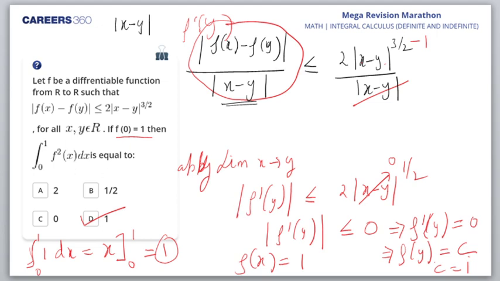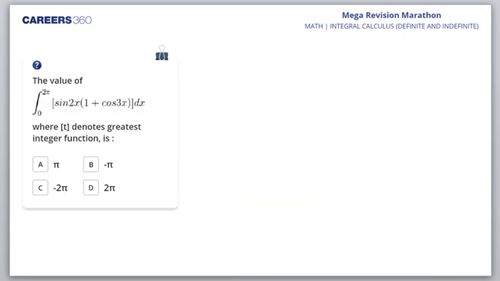So let's go to the next question. Let's see what the next question says. The value of the definite integral from 0 to 2 pi of sine 2x bracket 1 plus cos 3x, greatest integer function. So let's see how you would solve this. Yes, students, go ahead. I hope you know that the integral from 0 to a of fx dx is equal to the integral from 0 to a of f of a minus x dx.